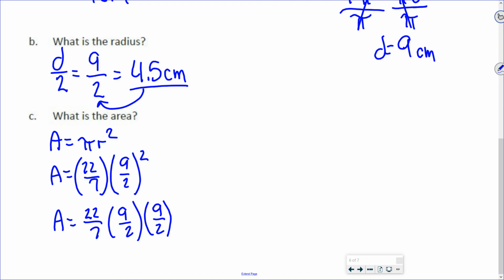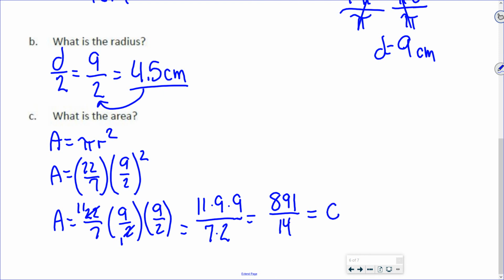Now we start doing a little bit of reducing here. 2 reduces to 1, the 22 reduces to 11, so we've got 11 times 9 times 9 divided by 7 times 2. So 11 times 9 times 9 gives me 891 divided by 14. Now let's see if 891 is divisible by 14. It is not. We're going to end up getting ourselves a nice little decimal. Okay, we can have a decimal of 63.6 centimeters squared.